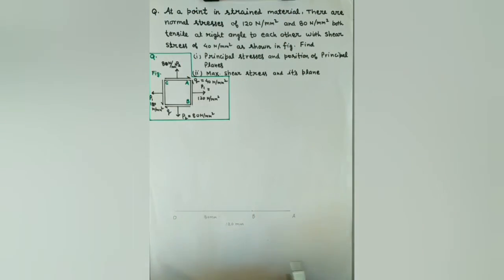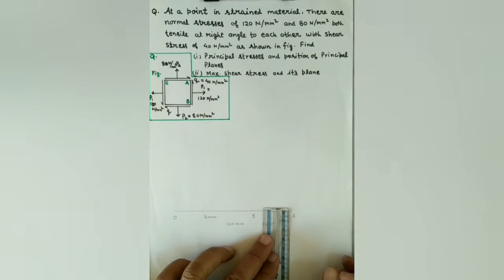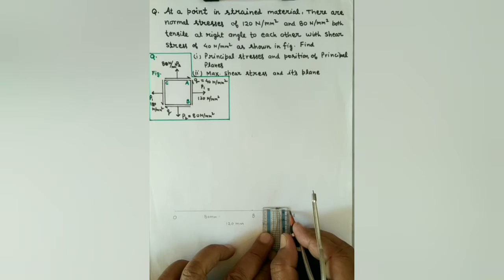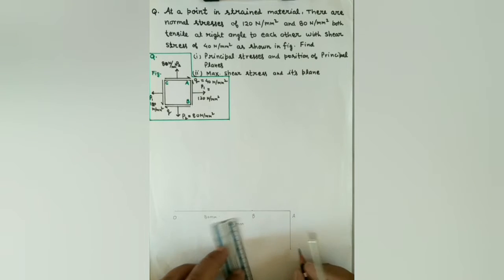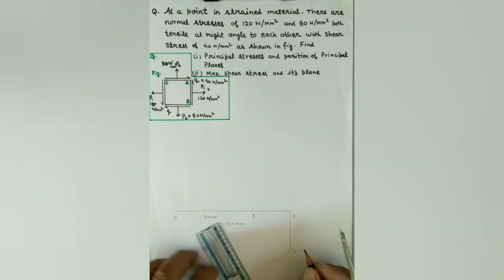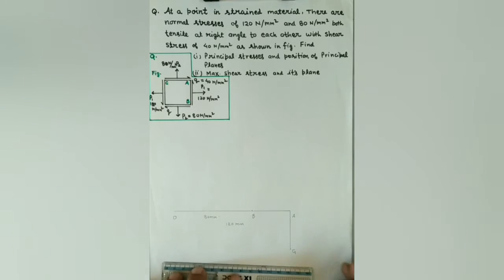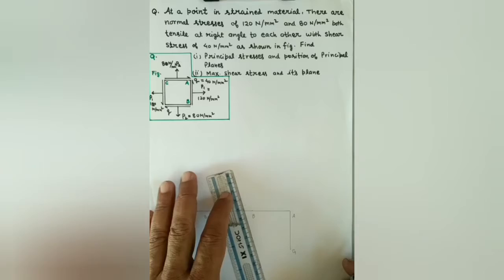At plane AB, the shear stress Q tries to rotate the plane in anti-clockwise direction, so it's positive. And on Mohr's circle diagram, we show positive stresses below the x-axis. So let us draw a line of 40 mm downward from A, and let this point be G.